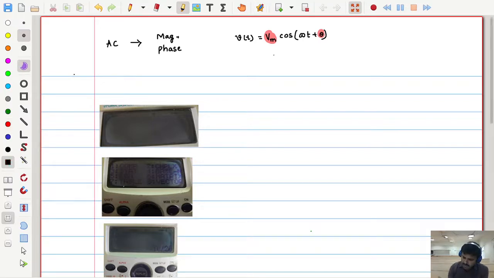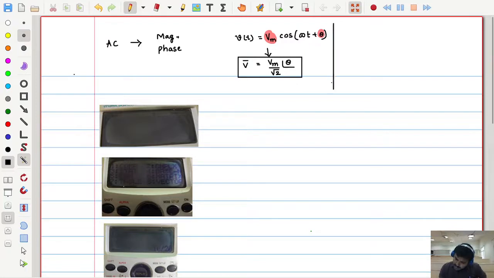Once we know these two pieces of information, it is easy to go from this kind of representation to a short form of representation which we call a phasor, which is equal to Vm by root 2 at an angle of theta. This we call the phasor representation, which is a very important representation for us.